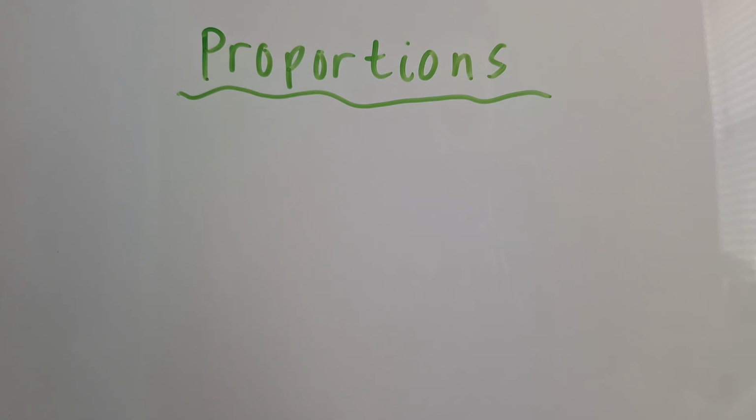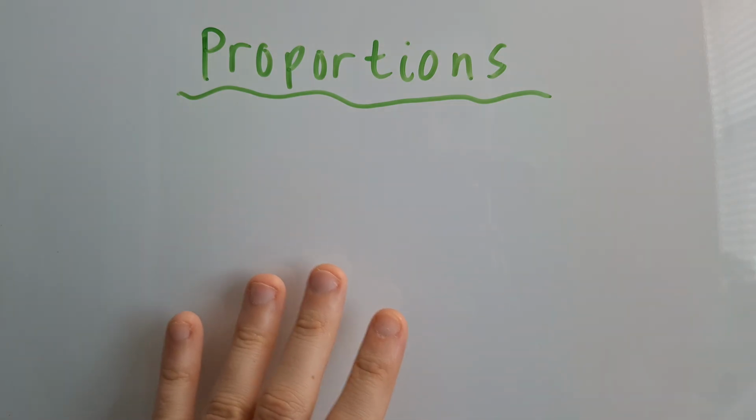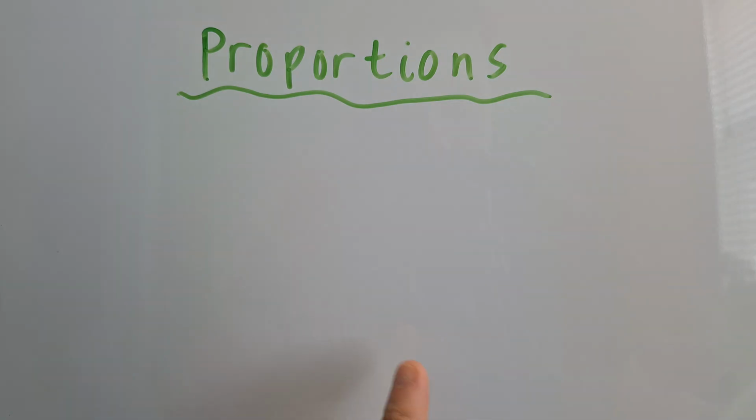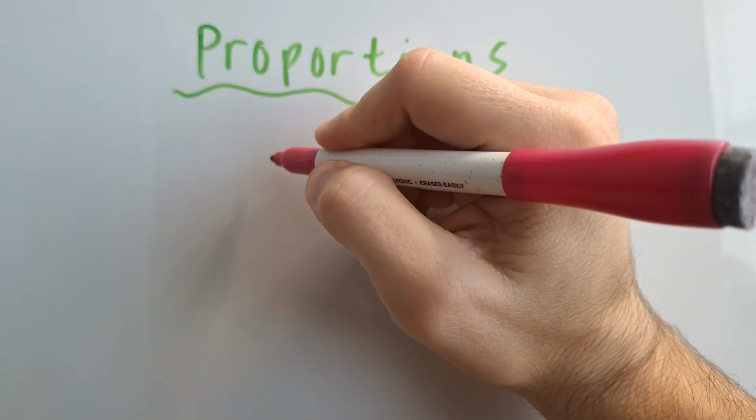Hello everyone, in this video we're going to talk about proportions. So I'll define what proportions are and then we'll work out two examples of proportions using two different methods. So what are proportions? Proportions are mathematical statements that state that two ratios or rates are equal.